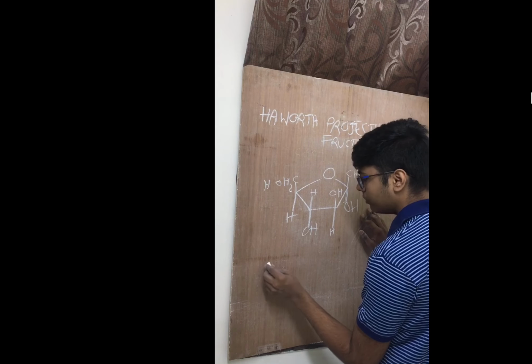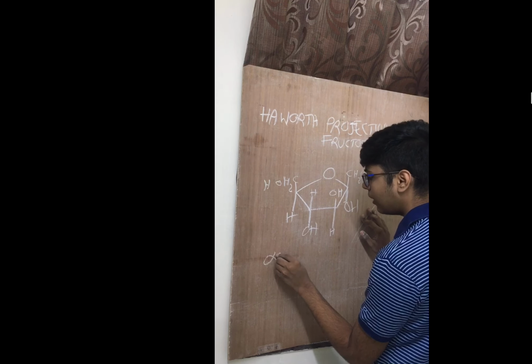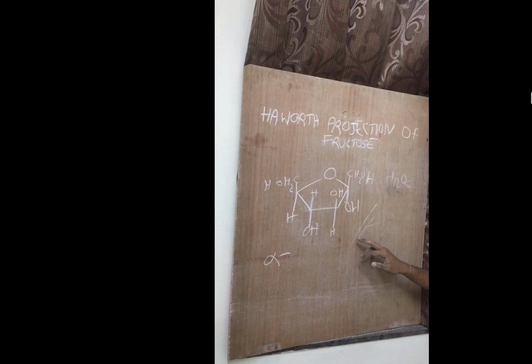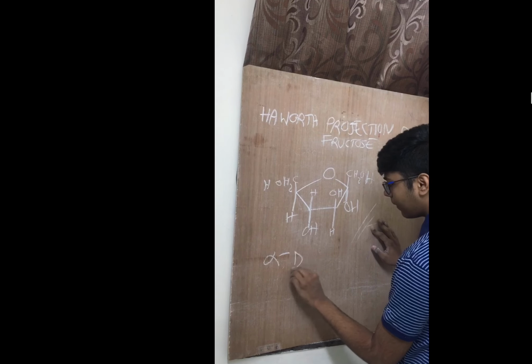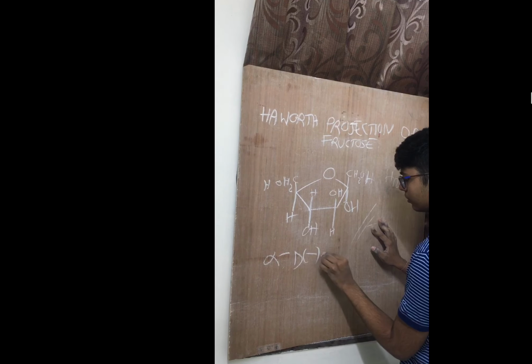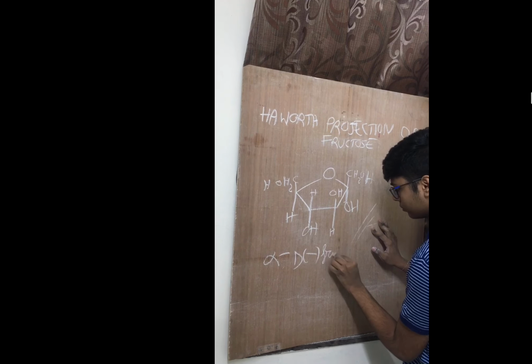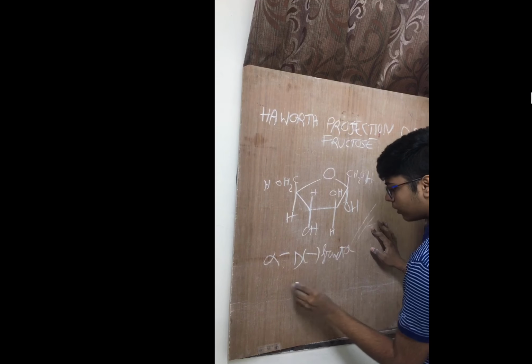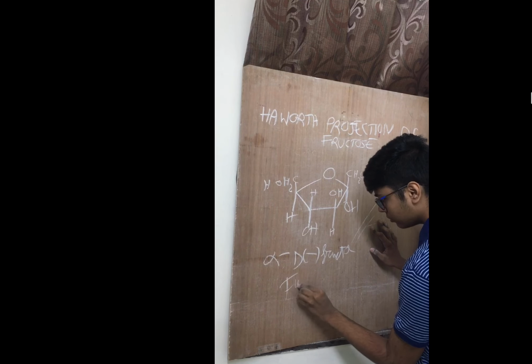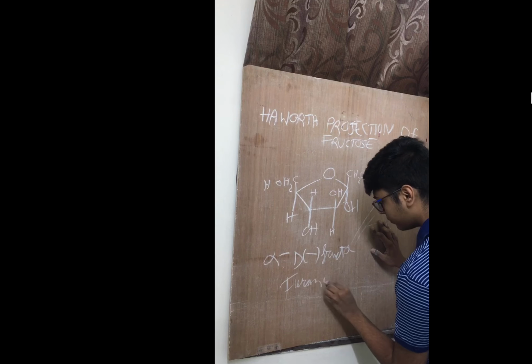Its name could be given as alpha, right? Let me just check. Yes, it is D only. Yes, alpha D minus furanose. Right, this is the structure of alpha D minus fructofuranose, right?